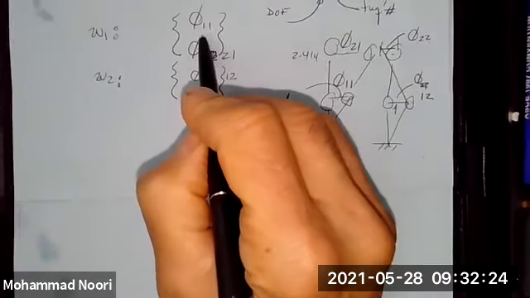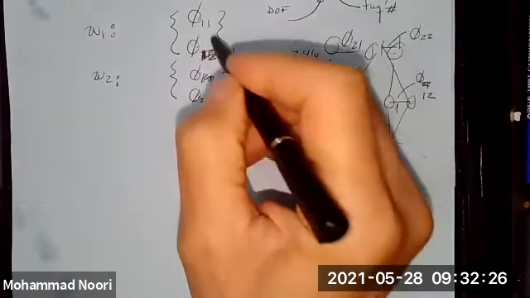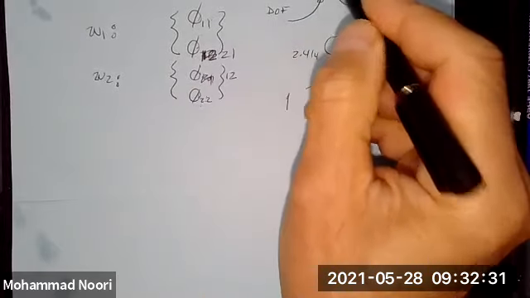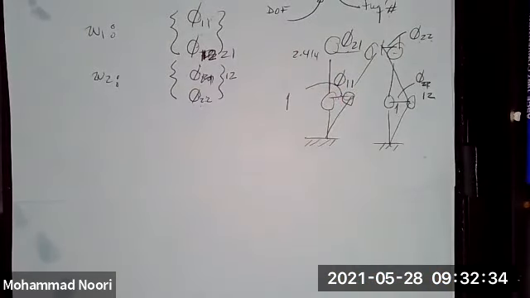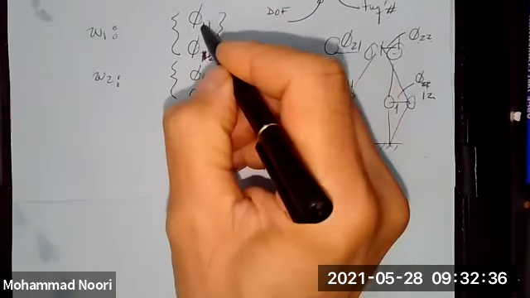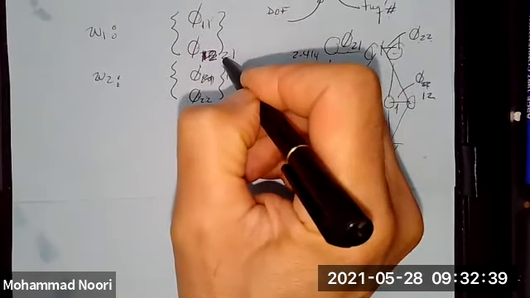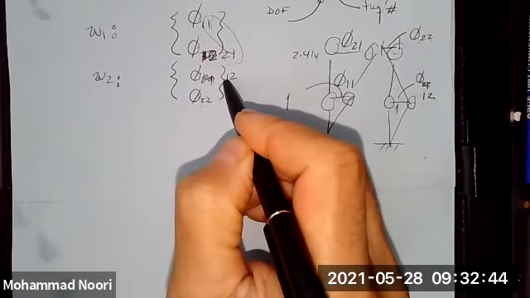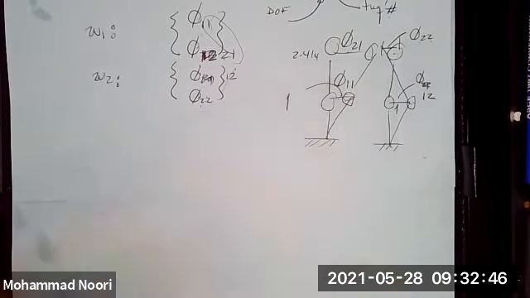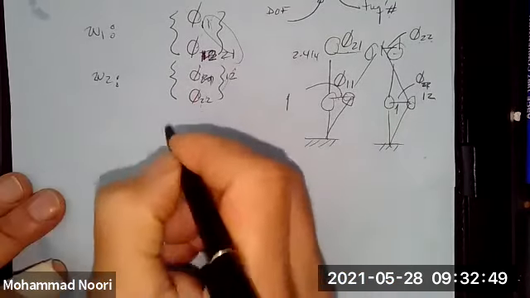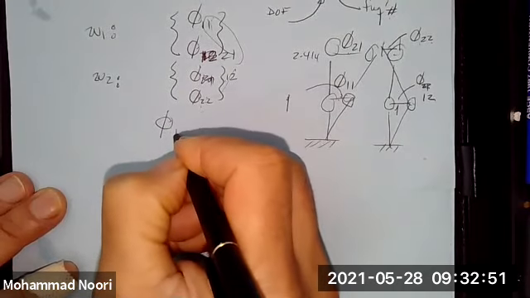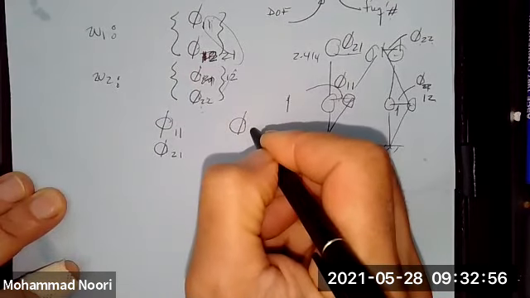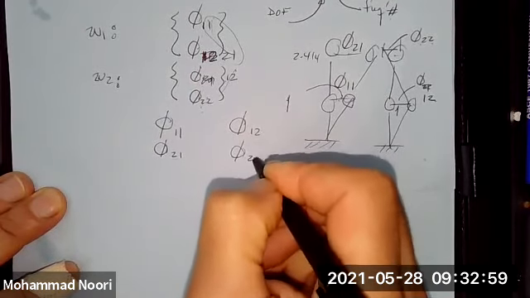So this first index shows the degree of freedom. This second index shows the frequency number. So degree of freedom 1 and degree of freedom 2 corresponding to frequency 1, and degree of freedom 1 and degree of freedom 2 corresponding to frequency 2. Okay, so let me write it cleaner. Phi11, phi21, then you have phi12 and phi22.